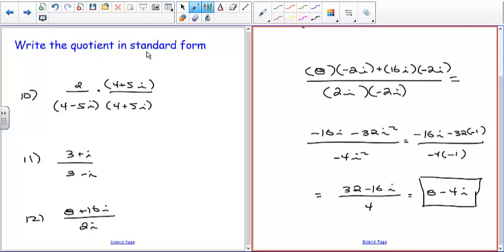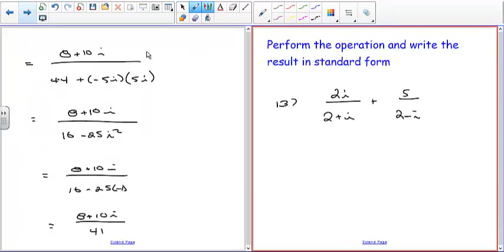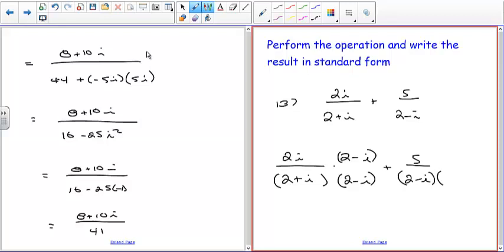Okay, so that's how you write them in standard form. Okay, and the next one is looking at how you combine rational expressions with imaginary numbers. So you have to find a common denominator, and in this case the common denominator is the product of the two denominators. So we're going to take the first term and multiply by the second denominator. And we're going to take the second term and multiply by the first denominator. And we do that in both the numerator and the denominator so that we're multiplying effectively by 1.